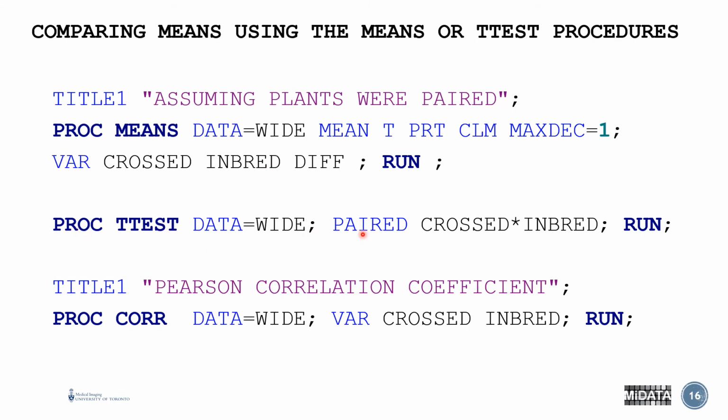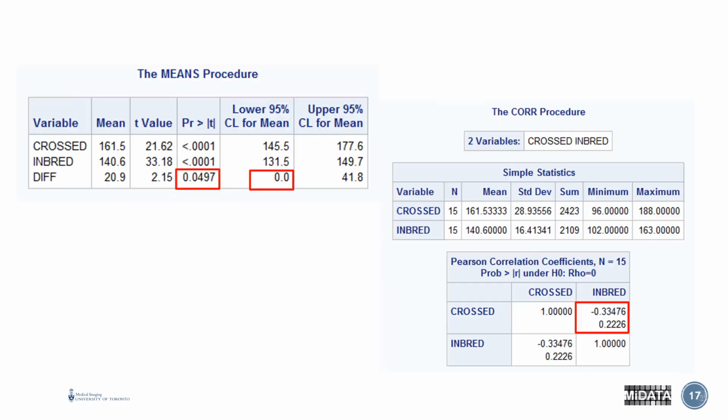Then we can do a t-test, but using the paired statement, which says that it's a paired data set and in columns, so wide. And then we're going to do proc corr once again to look at whether or not these 2 variables are correlated or have a linear relationship. Okay, let's have a look at the output.